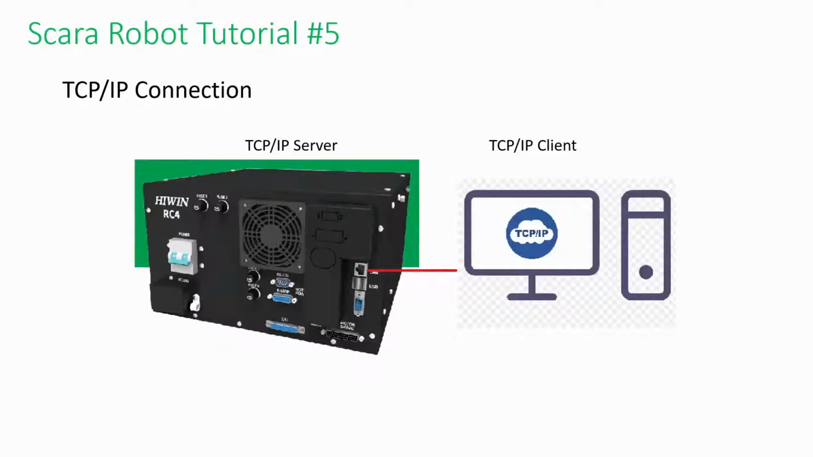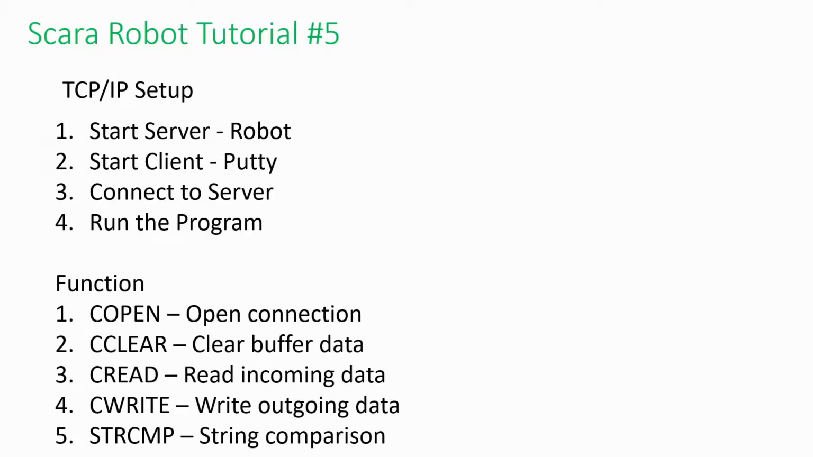This is the connection. It requires an Ethernet cable to connect the robot controller and the TCP/IP client. We do prefer a Cat6 or above cable for a stable connection. In this case, we will use a simulator, PuTTY, to send the command to the robot to execute different tasks based on the given command.